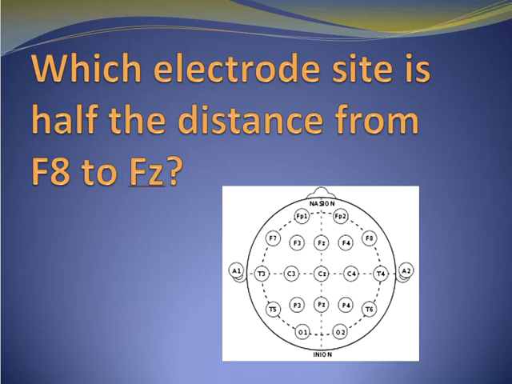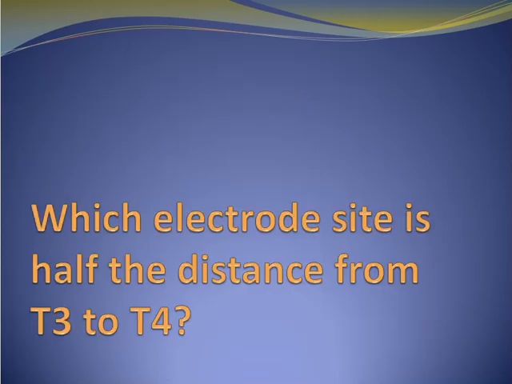Which electrode site is half the distance from F8 to FZ? So find F8, FZ, halfway is F4. Which electrode site is half the distance from T3 to T4?